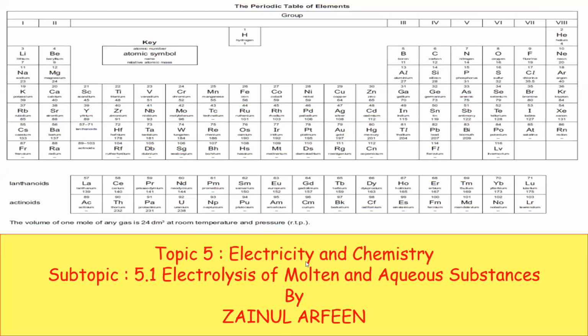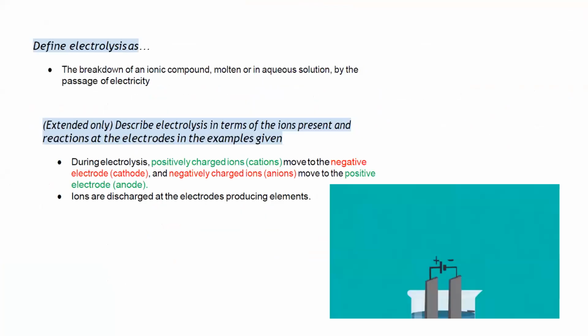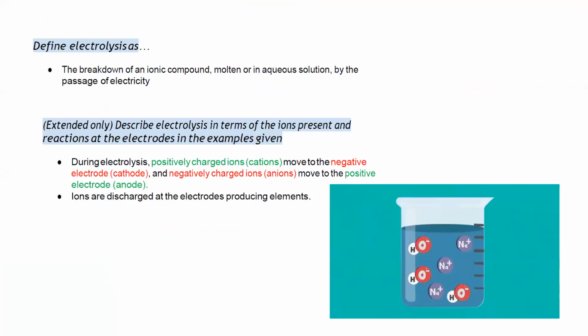Today we'll start topic 5, which is about electricity and chemistry, and we'll discuss how we can do electrolysis of molten substances as well as aqueous substances. So first, what is the definition or meaning of electrolysis? Electrolysis is simply a process of passing current through a molten or aqueous solution.